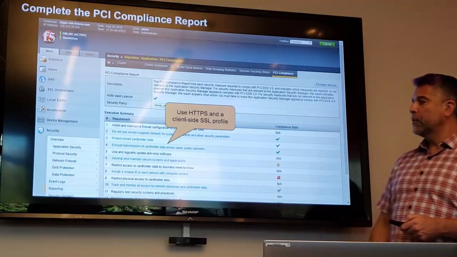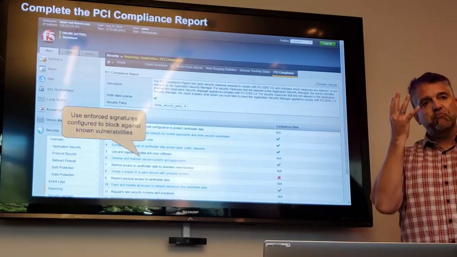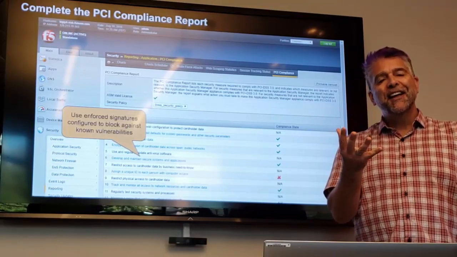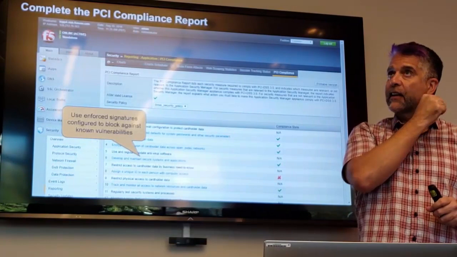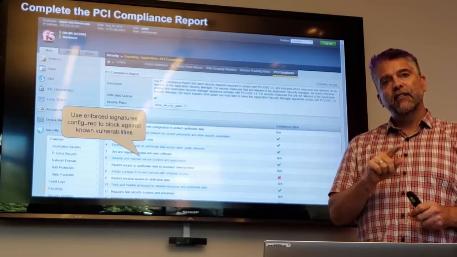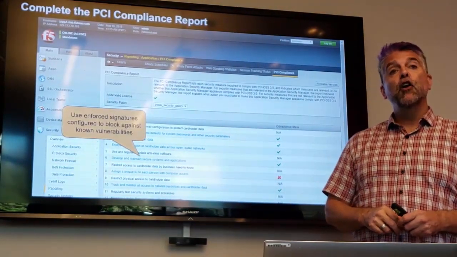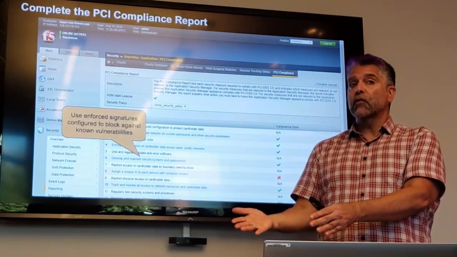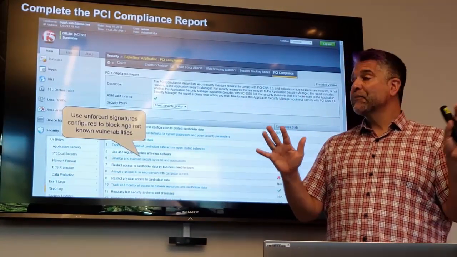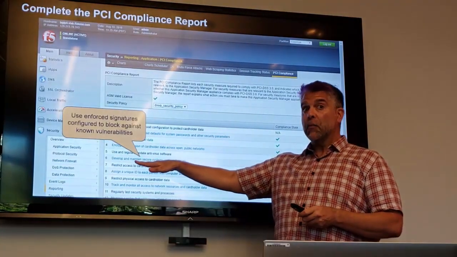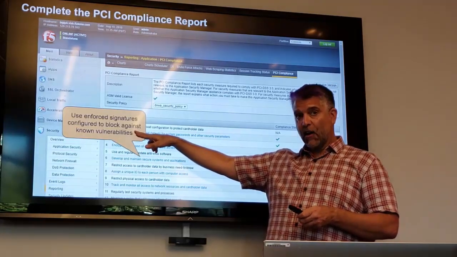For number six, develop and maintain secure systems. For that, we need to have what we'll call a rock solid security policy. And remember in lesson six, our attack signatures section, yesterday we talked about attack signatures. Remember that not all attack signatures may be enforced. And remember that if attack signatures are not enforced, it doesn't get blocked. This only becomes compliant when all the attack signatures are enforced.